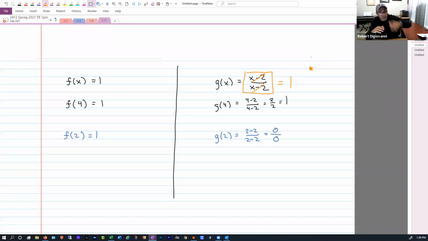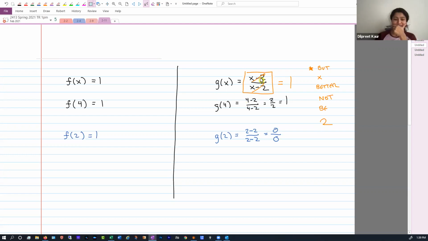Anytime you cancel 2 factors like that, there's a little asterisk that says, but x better not be 2. In other words, it's saying, yes, you are allowed to cancel these, but you better not try and plug 2 in afterward, because if you try and plug in 2, then that canceling isn't legal. Does that make sense? Yes. Even though algebraically you want to turn this into a 1, there's a catch.